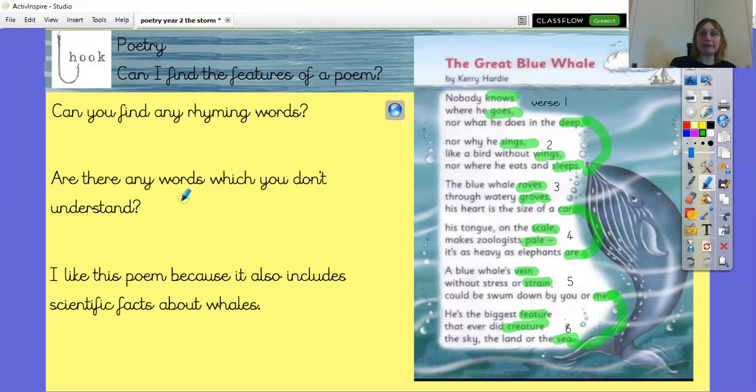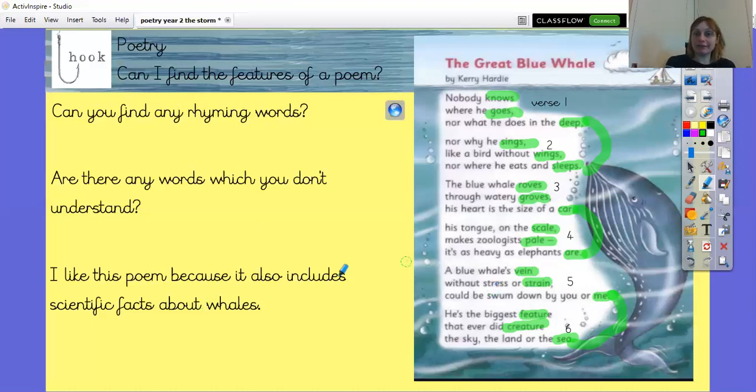Okay, I wondered if there were any words that you didn't understand. Let's just have a little look back through and see if I can find any that you might find a bit tricky. A zoologist is somebody who looks after animals or who's studied animals and understands about them. A vein is inside your body. Your veins and arteries carry the blood around your body. I think those are probably the only ones that you might not understand.